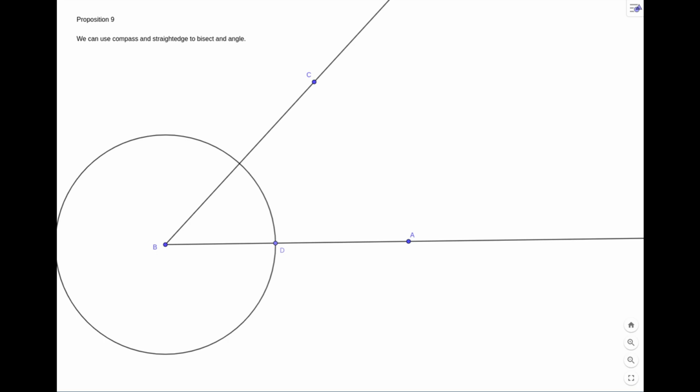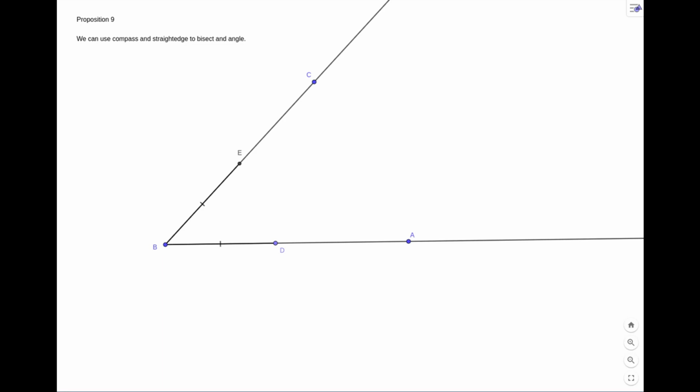And what this in turn gives us is a new point E on our ray BC where our circle intersects our ray. So at this point we have our new point E and we don't need our circle anymore. Now, because our points D and E came from the same circle, what we know from our definition of a circle is that our line segment BE is going to be congruent to our line segment BD.